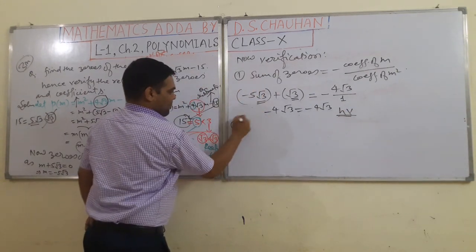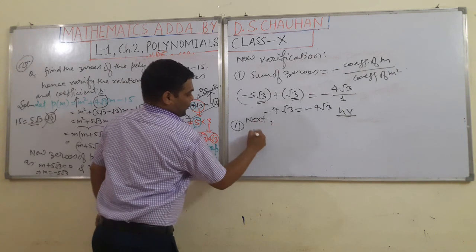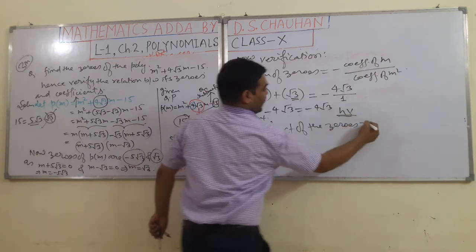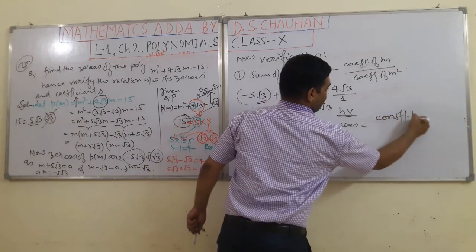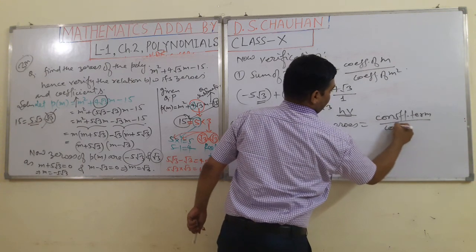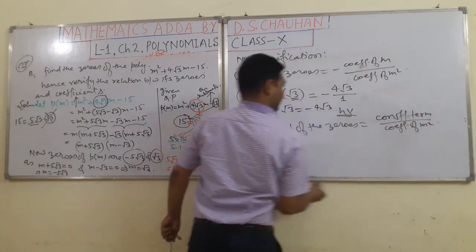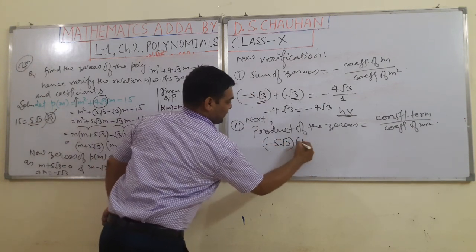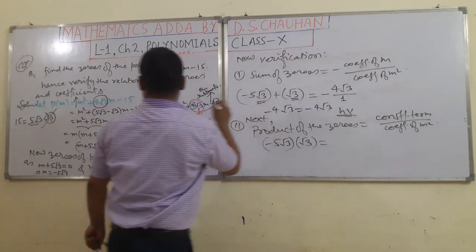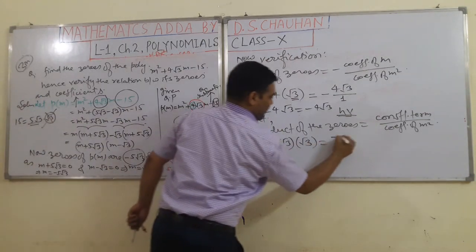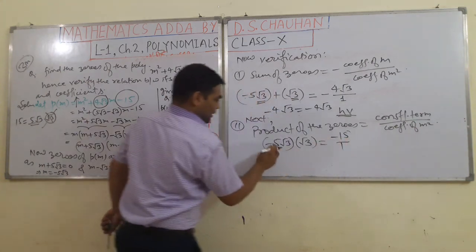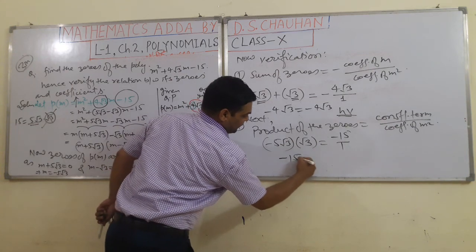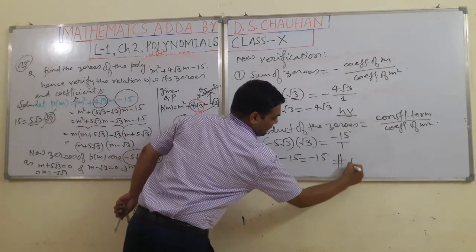Next, product of the zeros. Product of the zeros equals constant term upon coefficient of m square. See, these are the zeros, we have to find out the product. Constant term, which is here minus 15, and coefficient of m square, it is 1. This is under root 3 into under root 3, it is 3, 5 3s are 15, it is minus 15, equal to minus 15, hence verified.